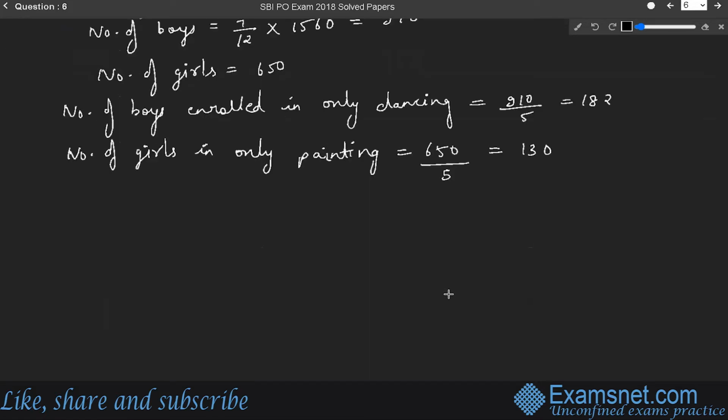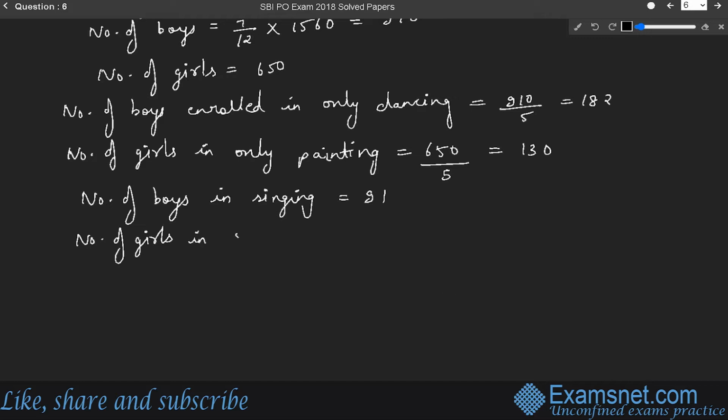Similarly, number of boys in singing will be equal to 91, and number of girls in singing and dancing both will be equal to 24 by 100 into 650. So it will be equal to 156.